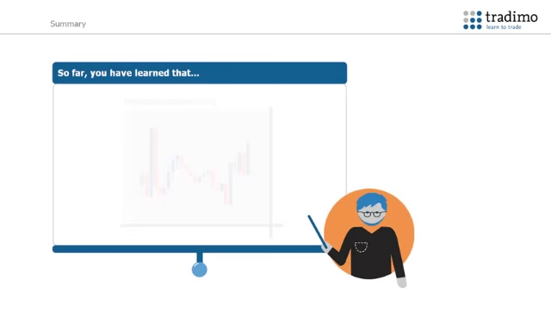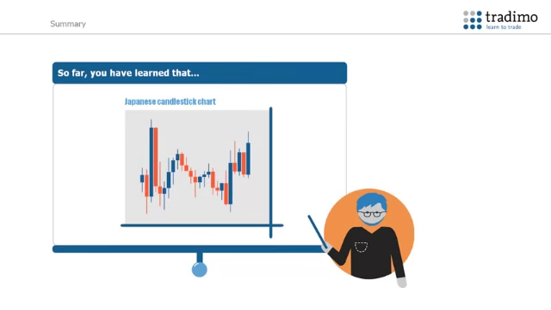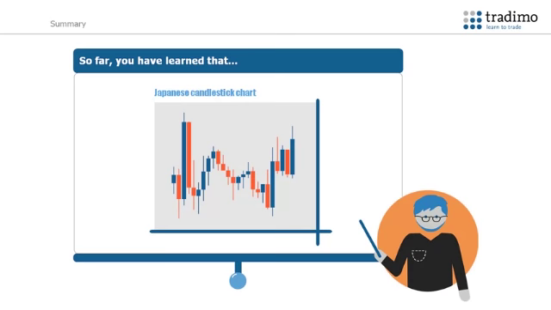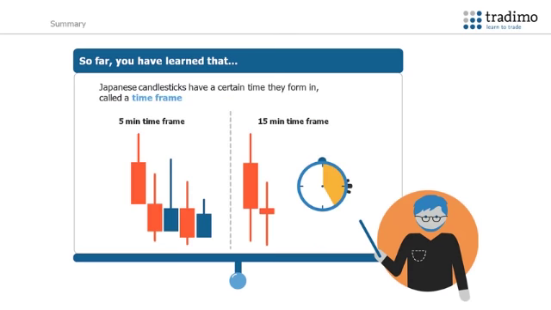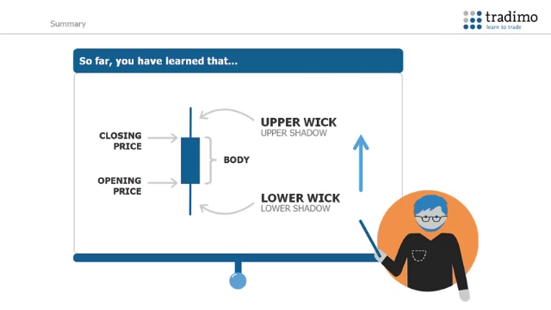This concludes the introduction into Japanese candlesticks. So far, you have learned that the Japanese candlesticks chart is the most common chart that traders use. Japanese candlesticks have a certain time they form in, called a time frame. When this period is over, a new candlestick starts to form. That each candlestick tells you the open, close, high and low of the price for a specific period.